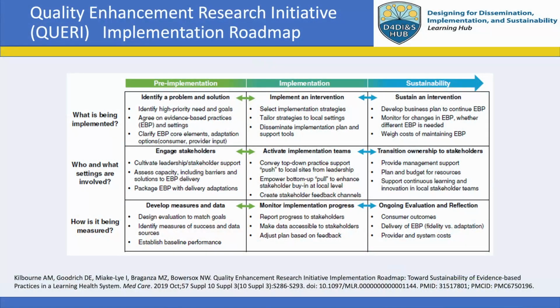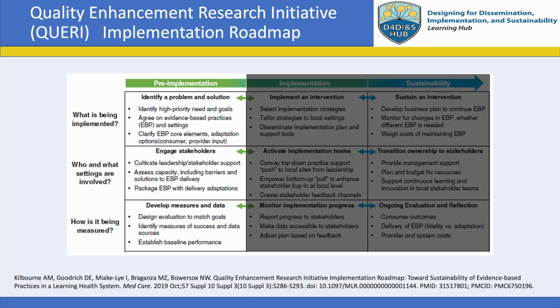Now let's talk about a couple of frameworks to help guide evaluation. The first framework I'll review is the Quality Enhancement Research Initiative, or QUERI Roadmap. QUERI is a national program that partners with VA providers, leaders, and veterans to improve the health of veterans by spreading effective care across the U.S. The QUERI Roadmap can be used to guide evaluation activities throughout pre-implementation, implementation, and sustainability.